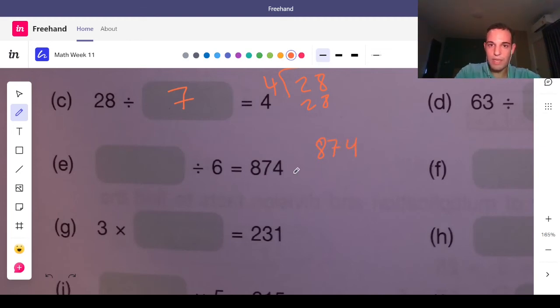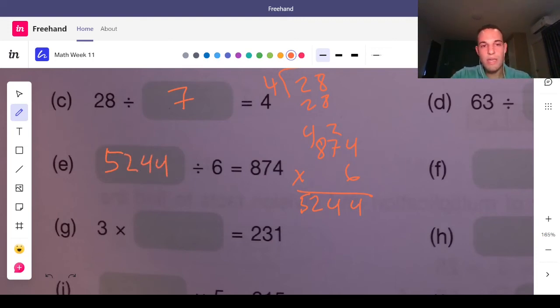874 times 6 to find it. So 6 times 4 is 24. 6 times 7 is 42 plus 2, 44. And 6 times 8 is 48 plus 4 is 52. So we have 5,244 divided by 6 is 874.